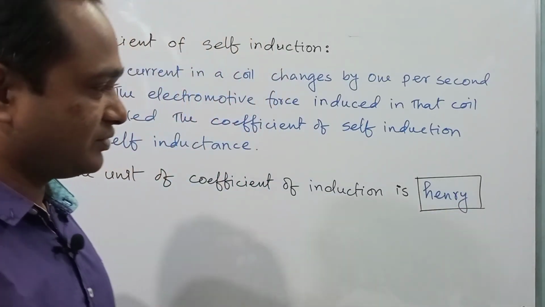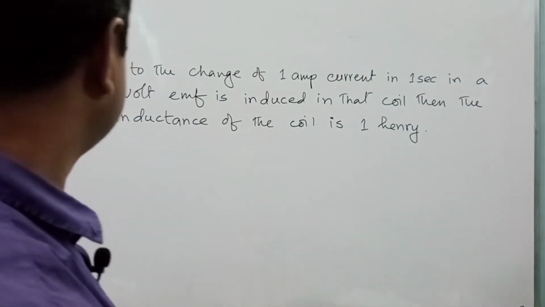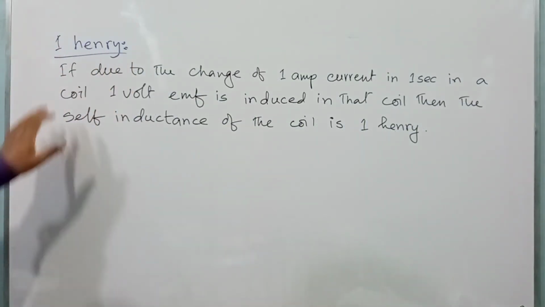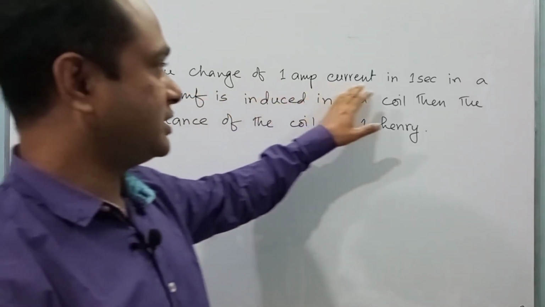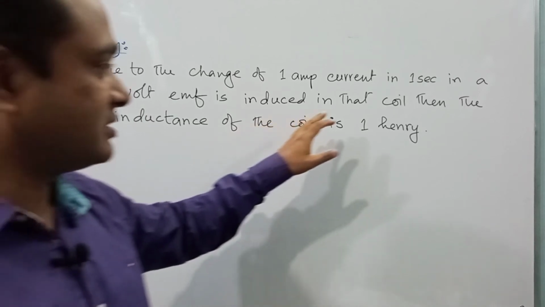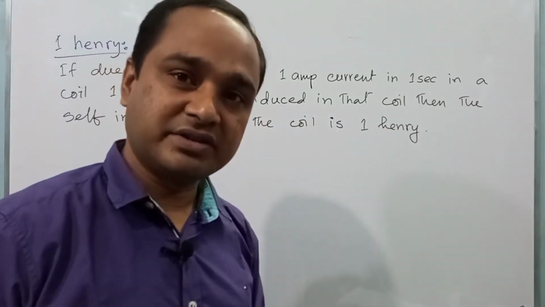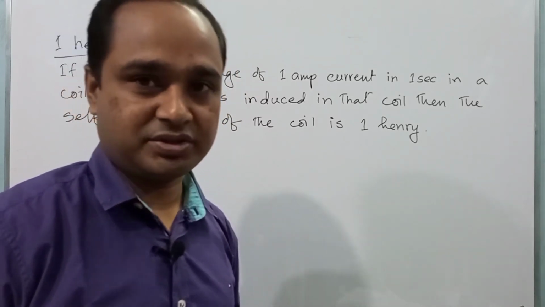It is very important for your MCQ, right. The definition of 1 Henry can be given as, if due to the change of 1 ampere current in 1 second in a coil, 1 volt EMF is induced in that coil, then the self-induction of the coil is 1 Henry. It is a very important definition, right.